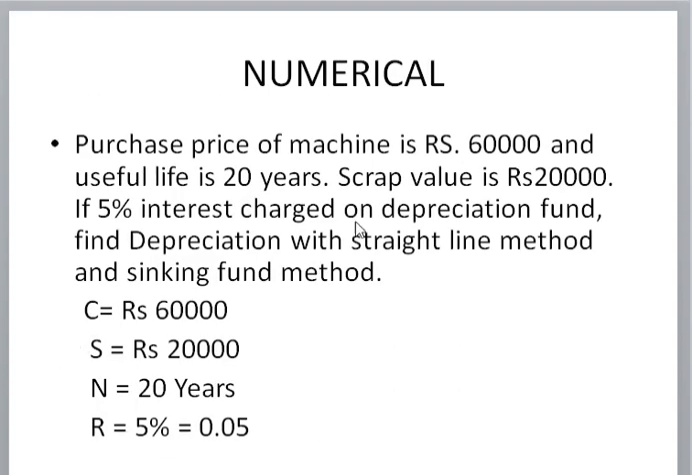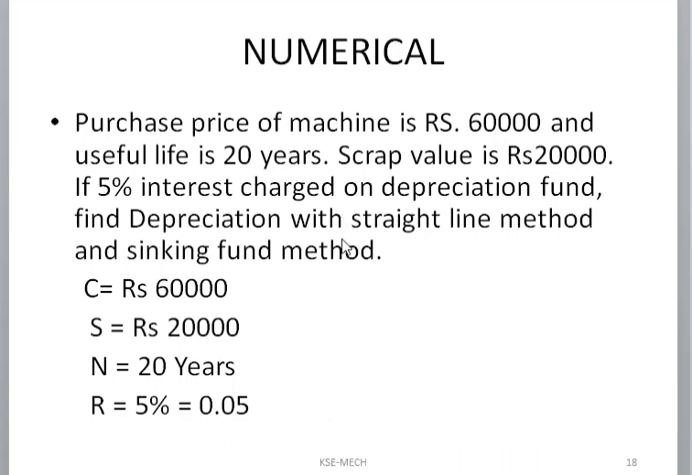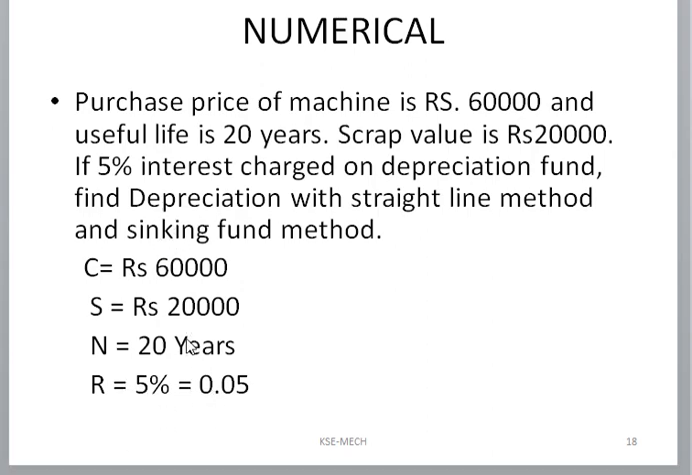Here you can understand the sinking fund and straight line methods easily with the help of this numerical. The given data: purchase price of the machine is rupees 60,000 and useful life is 20 years. Scrap value is rupees 20,000 and 5% interest is charged on depreciation. So C equals the purchase price, that is 60,000, N is 20 years, S is 20,000 and rate of interest R equals 5%, I can write 0.05.